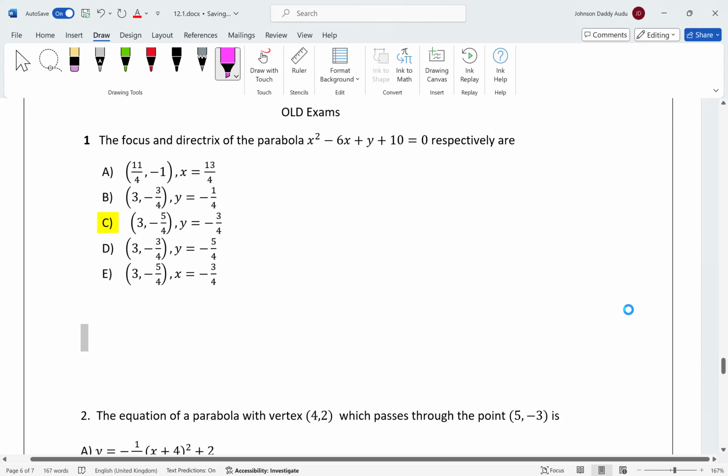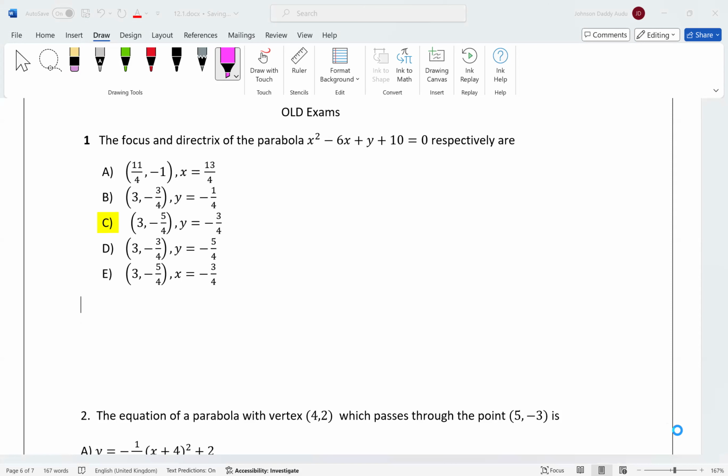Okay, so welcome back. Here we'll be looking at some old exam questions. It said the focus and the directrix of this parabola. So how do you find the focus?